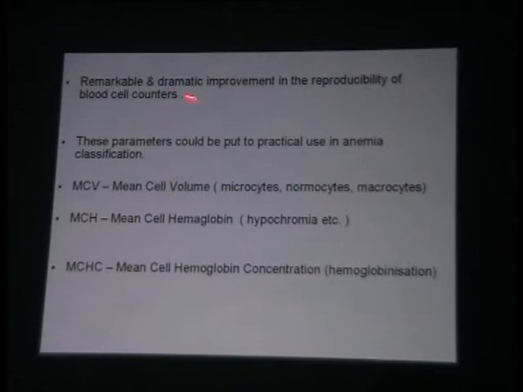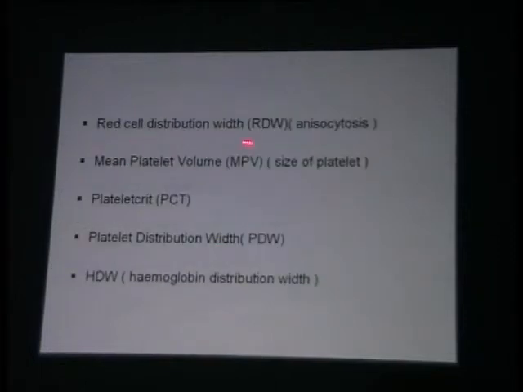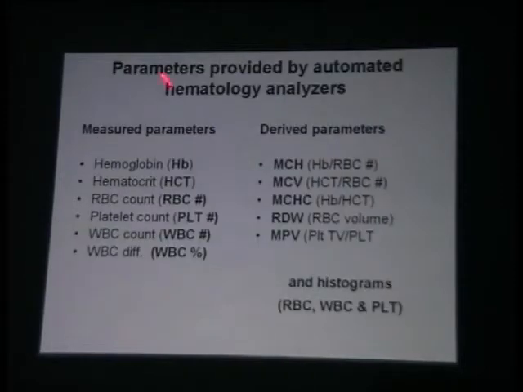And this has been used for the evaluation of these parameters and has led to marked improvement in the reproducibility of the blood cell counters, and now these parameters can be used to the advantage of the patient. Next please. And there are certain other parameters which help us whenever we are looking at these counters. So these counters give us all these parameters. Some are measured and some are derived parameters, and they generate RBC, WBC and platelet histograms.